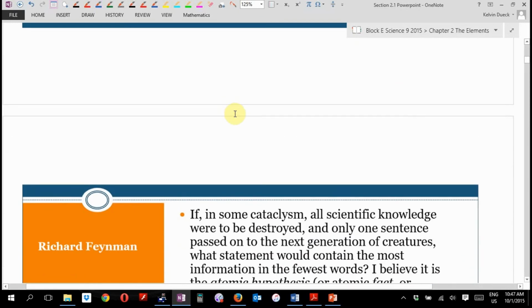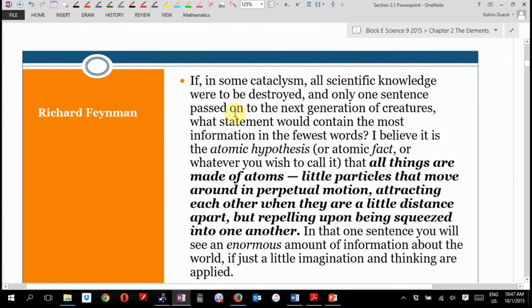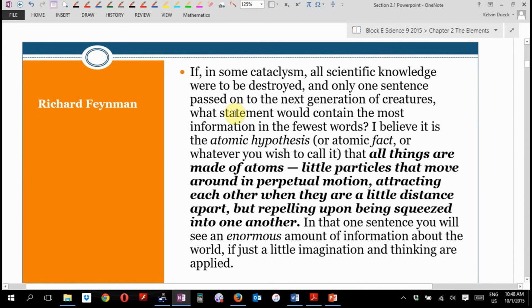We'll start out with a Richard Feynman quote, not in your notes. Richard Feynman, one of my physics nerd heroes, he won a Nobel Prize. He said this: if, in some cataclysm, all scientific knowledge were to be destroyed, and only one sentence could be passed on to the next generation of creatures, what statement would contain the most information in the fewest words? I believe it is the atomic hypothesis, or atomic fact, or whatever you want to call it, that all things are made of atoms, little particles that move around in perpetual motion, attracting each other when they are a little distance apart, but repelling each other when being squeezed into one another.